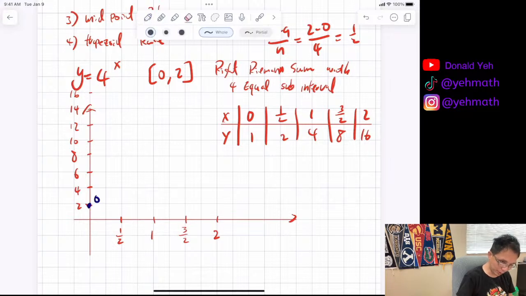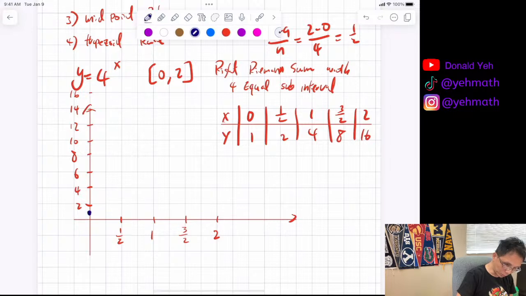Oops, sorry, it's not 0. It's 1, right? Yeah, 1. So I'm going to write down 1 here. At half, I'm going to get 2, so I'm going to write down 2. At 1, I'm going to get 4, so that's going to be 4. At 3/2, I'm going to get 8. I'm going to write down 8 there. And I'm going to write down 16 here.